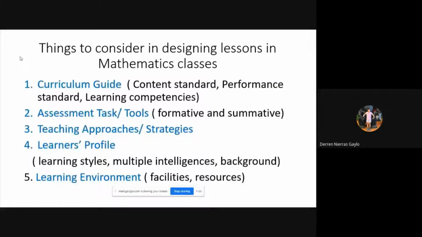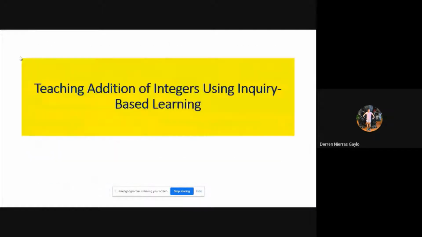And then learning environment, the facilities that we have and the resources that we also have, because there are several limitations in the facilities and the resources. I have here an example on the teaching of addition of integers using inquiry-based learning.